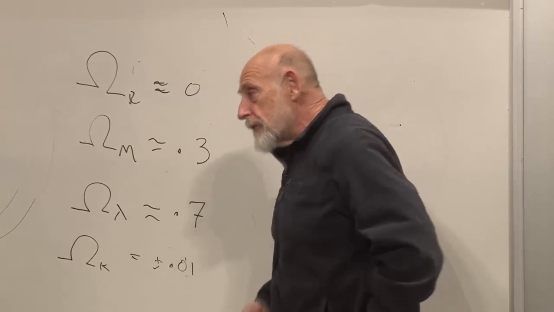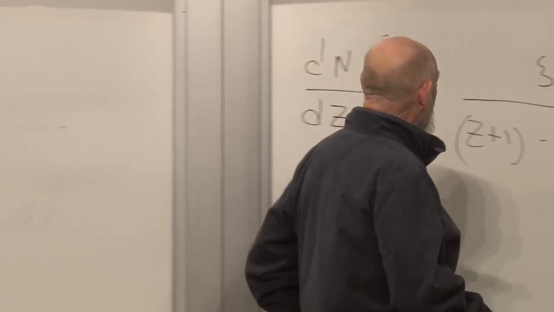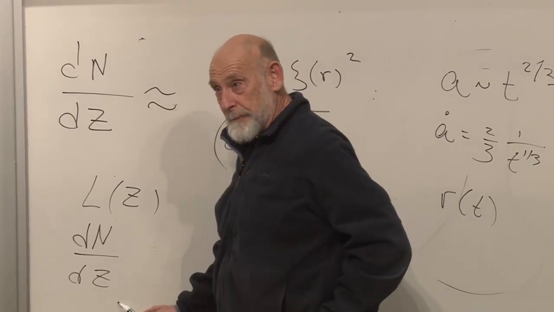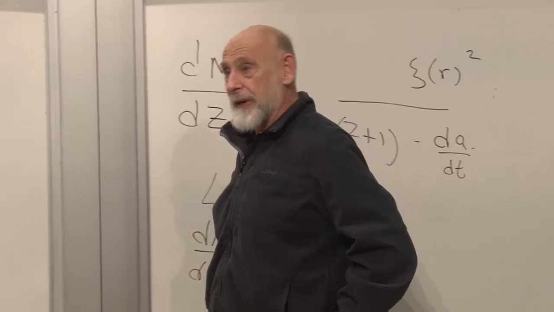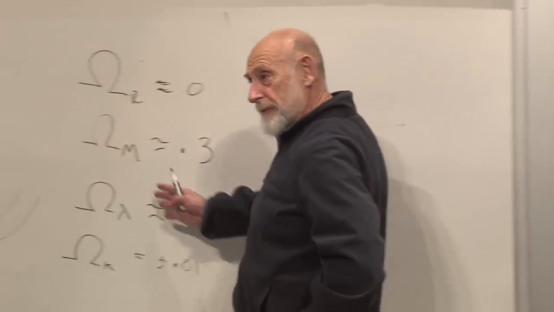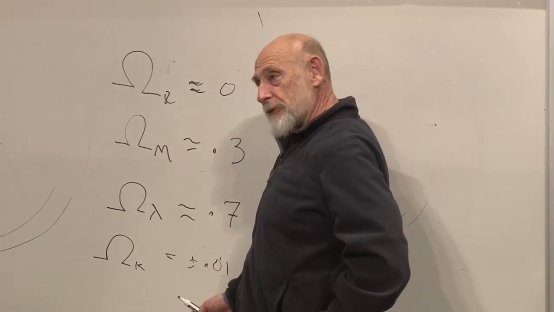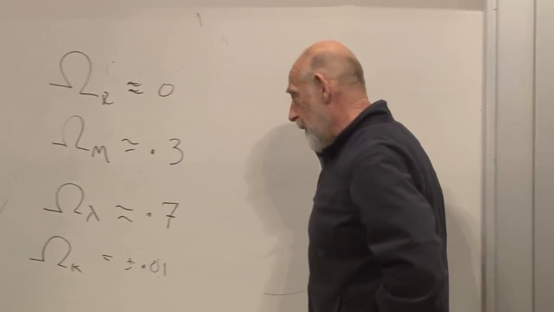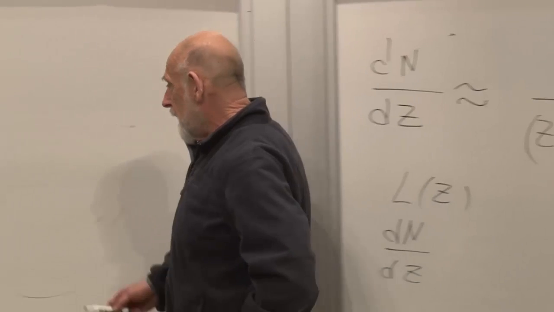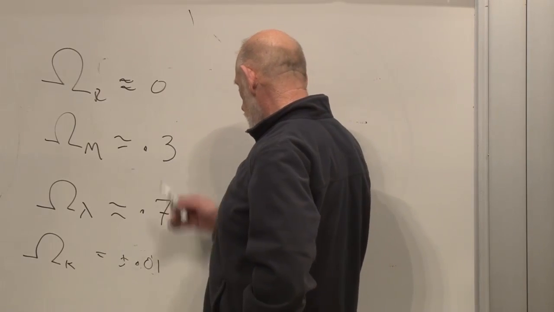Now you run it through the equations. You run it through the mill, and what you calculate is L of z and dN by dz. You compare them with experiment. If it fails, you throw the model away and put in some new numbers. And you keep trying numbers. That one works, with some uncertainties, but the uncertainties are not big.